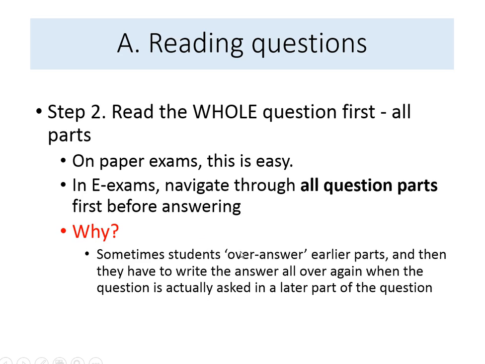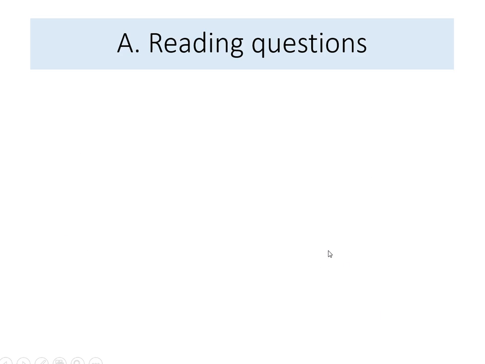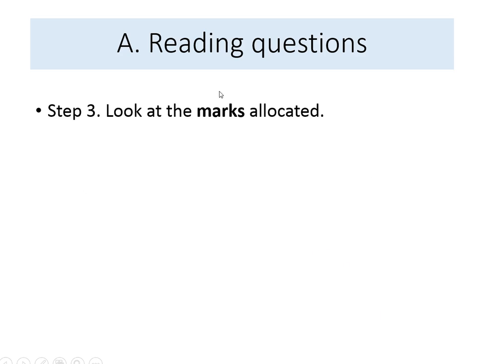Quite often, students tend to over-answer the earlier parts, and then they realize that actually what they're answering is asked later on. And then they have to write the answer all over again when the question is asked. And often, the answer may not be actually as good as the original answer. So we can only give you X number of marks allocated to each part of the question. So make sure that you read the whole question properly, save your energy, and answer the correct answers according to the correct question parts.